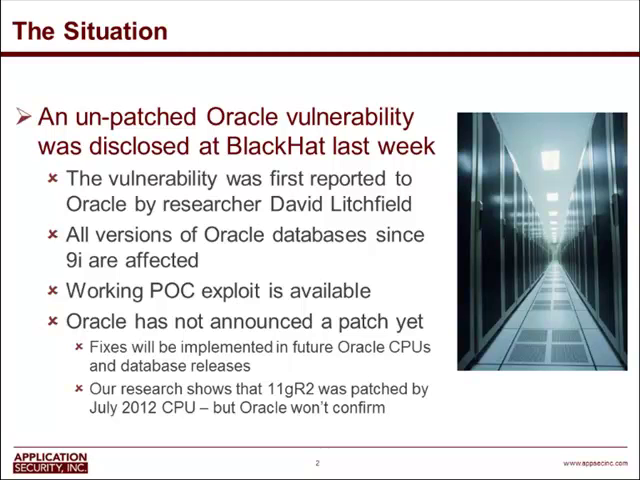However, our team has done significant research into the July 2012 CPU that Oracle released a couple of weeks ago, and we found in there that they had made a fix for Oracle 10G Release 2 only. We've gone to Oracle and asked them to verify that this fix is in place, and they have refused to acknowledge our request for information, which is very typical of Oracle's kind of security disclosure policy. They do their best to keep these things very quiet, which is why we're here talking about it today.